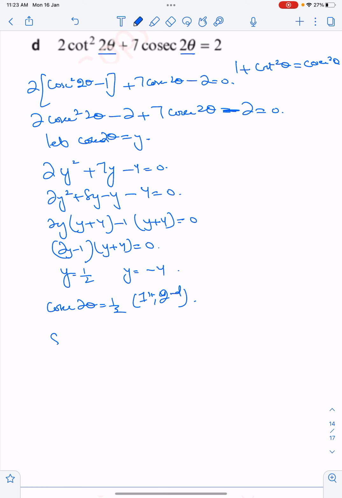equals to half. So if I change it into sine of 2 theta, it will be 2 upon 1. Okay, and this basic angle will be rejected because it's out of the range. So you have to reject this one. Let's take the other one. Cosec 2 theta equals to negative 4. So sine of 2 theta equals to negative 1 upon 4.